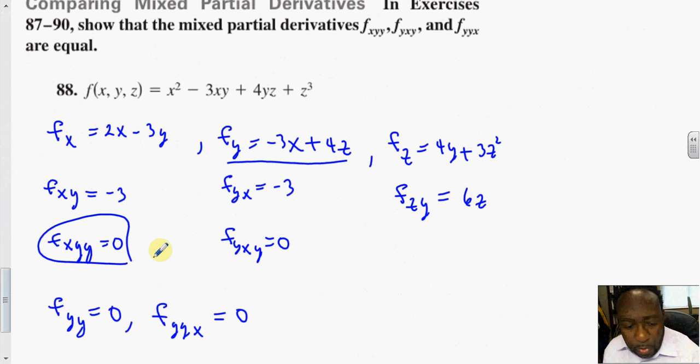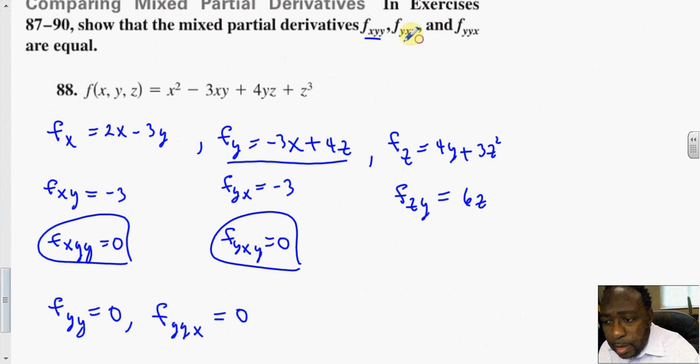So they want you to find the partial of f, x, y, y. That's 0. Then the partial of f with respect to y, x, y. That's 0. And then the partial of f with respect to y, y, x.